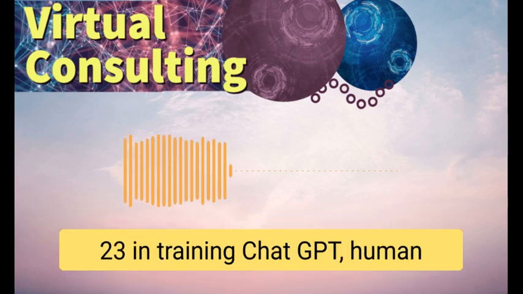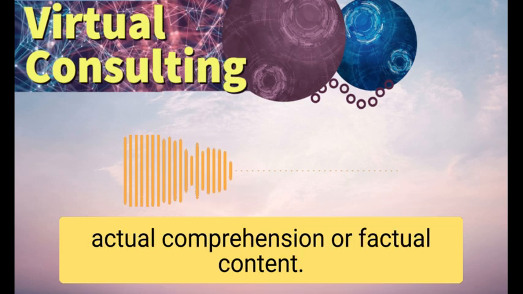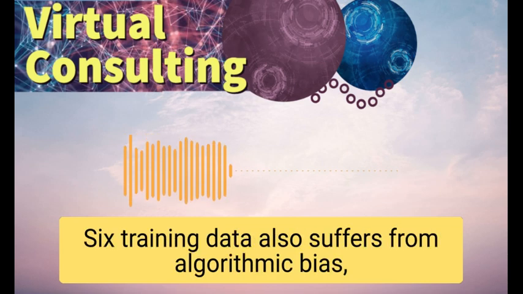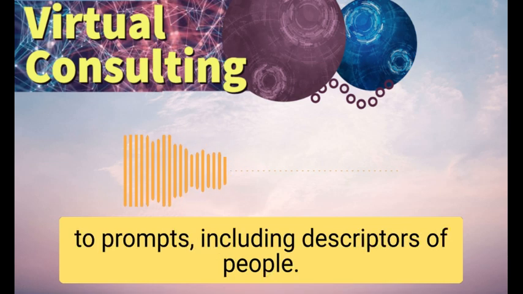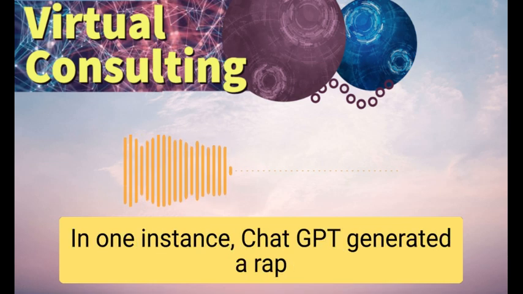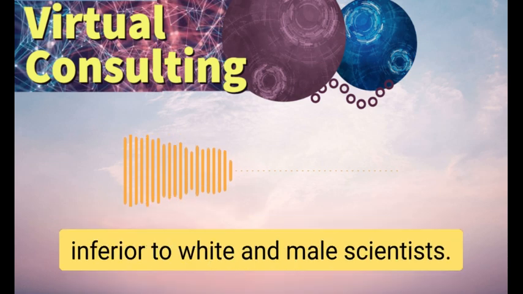In training ChatGPT, human reviewers preferred longer answers, irrespective of actual comprehension or factual content. Training data also suffers from algorithmic bias, which may be revealed when ChatGPT responds to prompts including descriptors of people. In one instance, ChatGPT generated a rap indicating that women and scientists of color were inferior to white and male scientists.